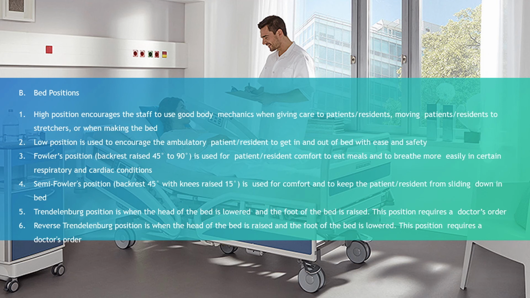Fowler's position, with the backrest raised 45 degrees to 90 degrees, is used for patients' or residents' comfort, to eat meals, and to breathe more easily in certain respiratory and cardiac conditions. Semi-Fowler's position, with the backrest 45 degrees and their knees raised 15 degrees, is used for comfort and to keep the patient or resident from sliding down in the bed.